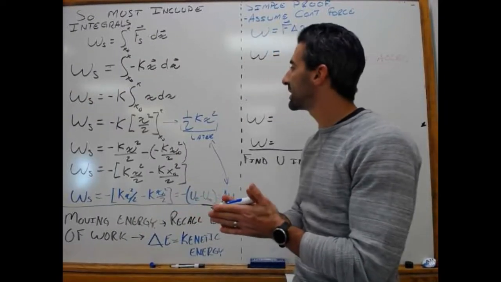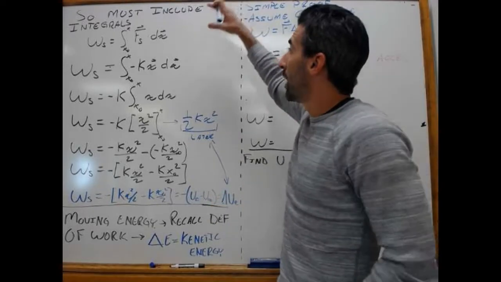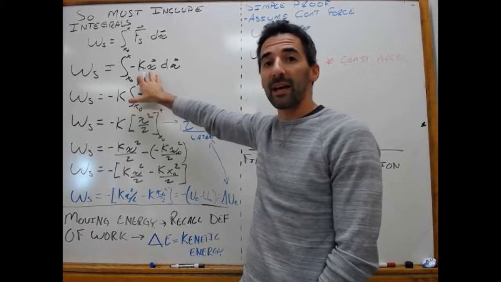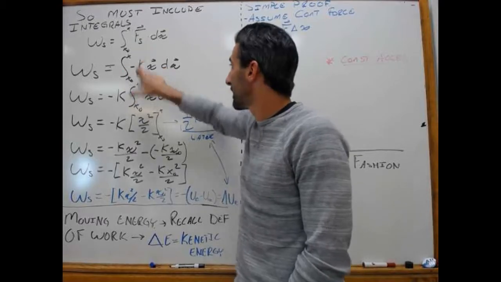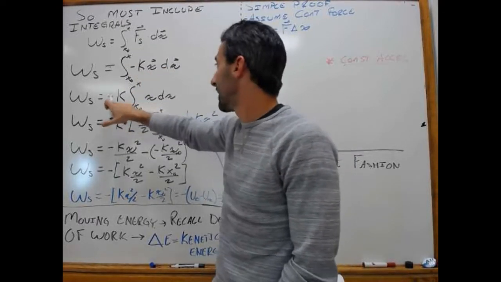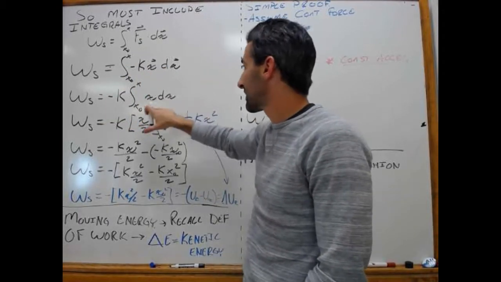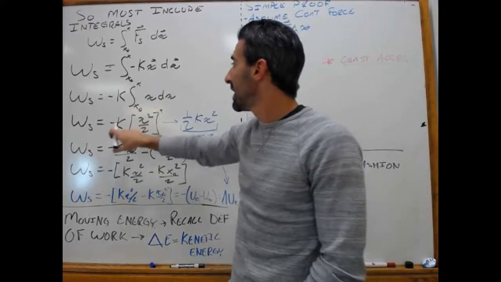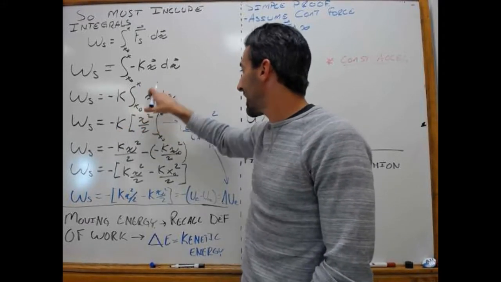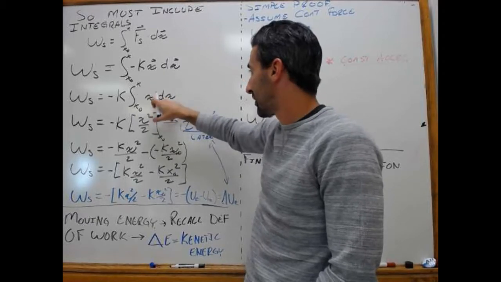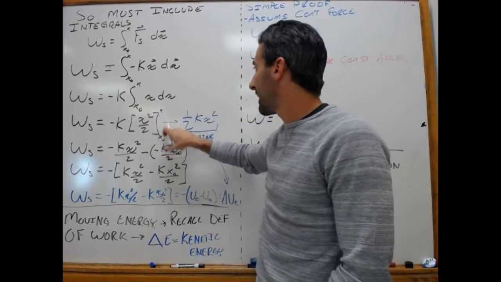All right, so let's see how we did here. I plugged in my negative kx for my equation for a spring. This k is a constant, so I pulled it out. So I have the antiderivative of x dx from my initial to final position. I have negative k, that didn't change, times x squared over 2. That is the antiderivative of x dx from my initial to final position.